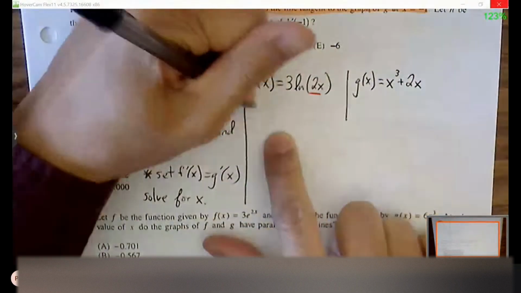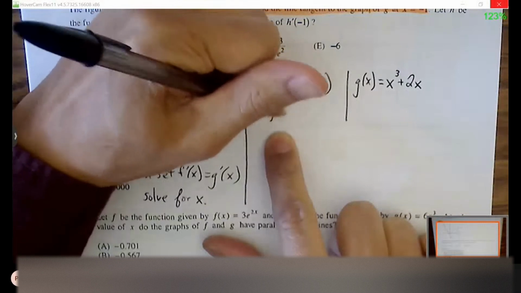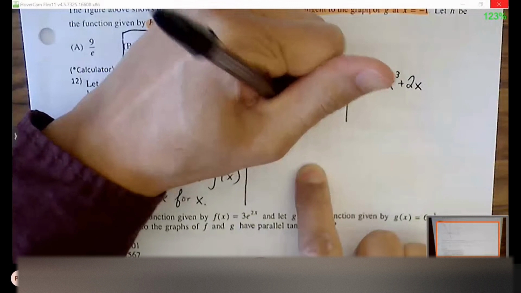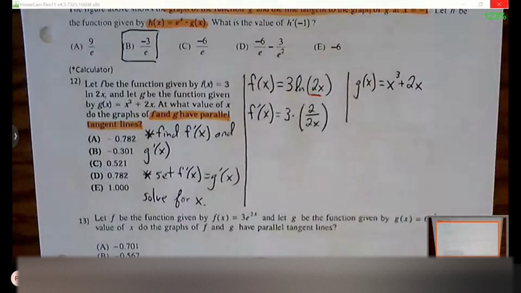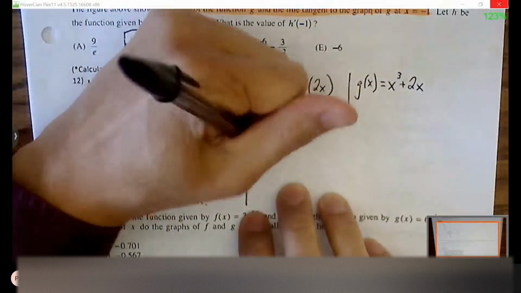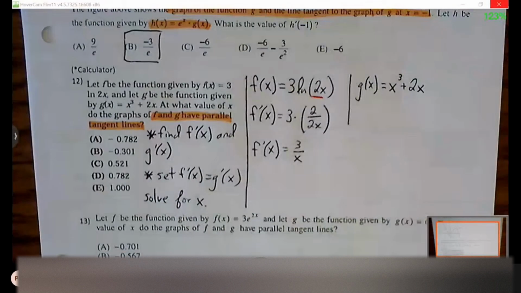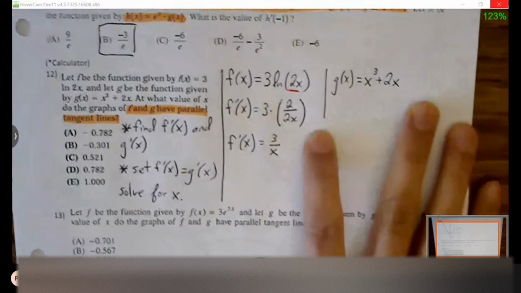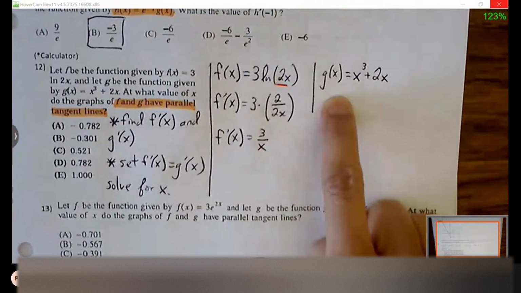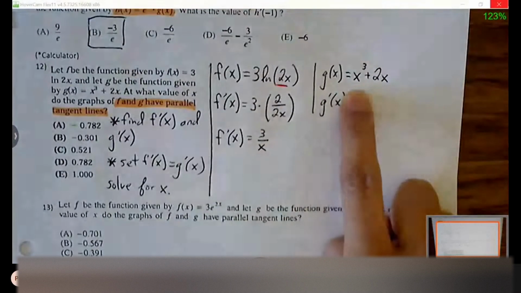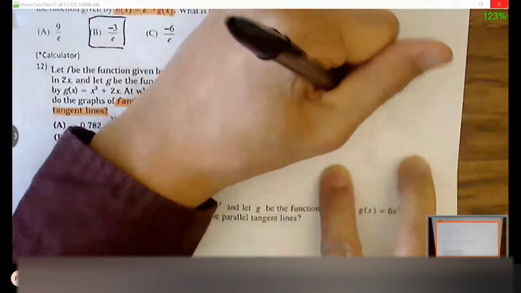Okay, u prime over u. Keep the 3, and then we have 2 over 2x. Okay, which cleans up to be just 3 over x. Okay, let's find g prime as well. This is 3x squared plus 2.